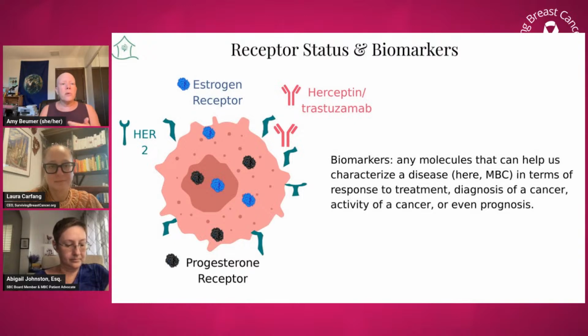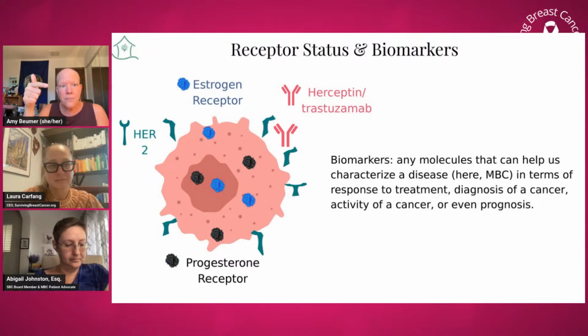Okay, so let's talk a little bit more about biomarkers, because your receptors, ER, PR, and HER2, are biomarkers. These are molecules, in our case proteins, that can help us characterize a disease, here breast cancer or metastatic breast cancer, in terms of response to treatment, right?